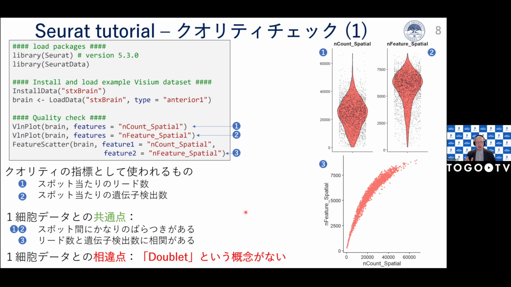And in single cell data analysis, we want to remove those doublets. But here, this is not single cell data analysis, it's spatial data analysis. There is no concept of a doublet. So I don't want to remove those spots with a high number of detected genes. So the interpretation of these quality measures is a bit more difficult than in a single cell data analysis.